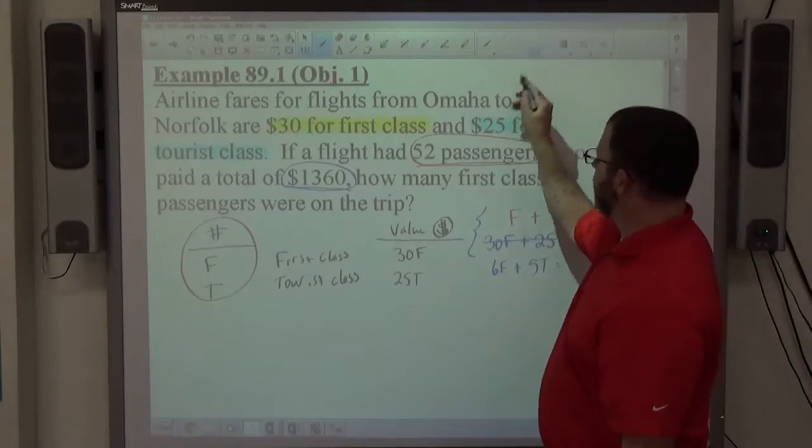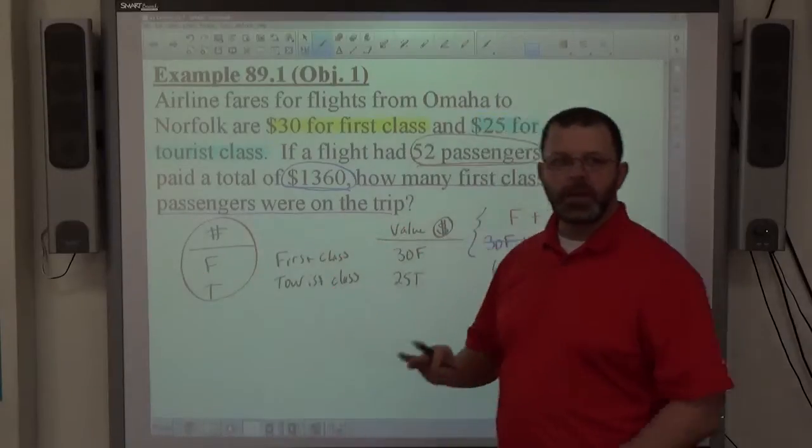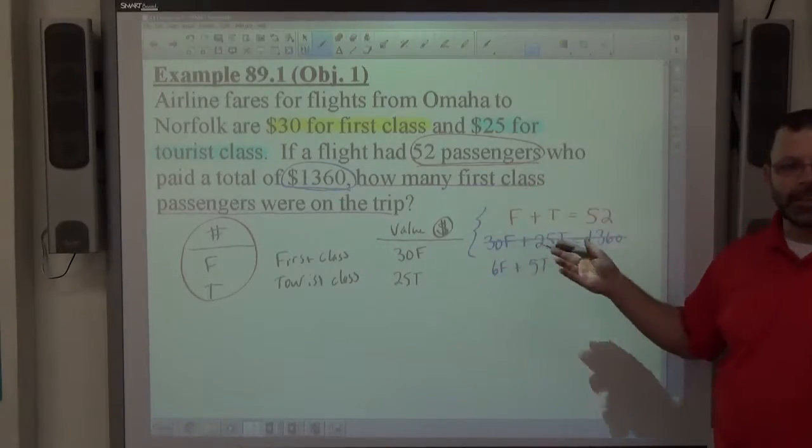Notice the question they're asking me. How many first class passengers were on the trip? They don't care about how many tourist class, they just care about how many first class. The setup is better for elimination than substitution, right? If I want to find F, what do I want to get rid of? T, all right? So if I'm going to use elimination and I'm only trying to find one thing, it makes sense to get rid of the other thing.